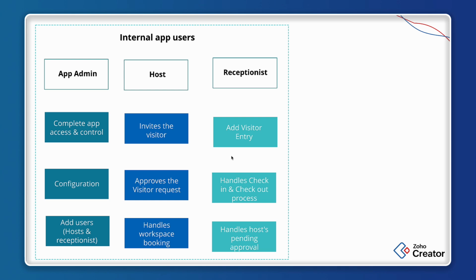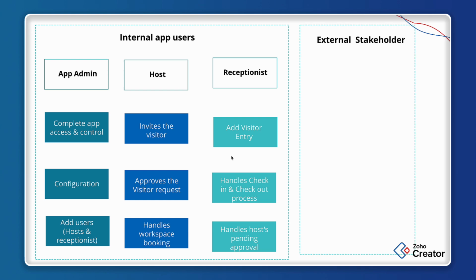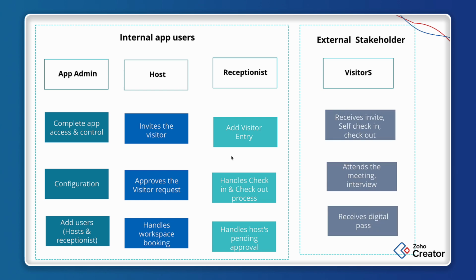So app admin, host, and receptionist are considered internal app users here, and we have the external stakeholders, who are visitors getting into the organization premises. The visitors would receive the invite. They can do self-check-in and check-out using the kiosk setup. They can attend the meetings and interviews, and they can receive the digital pass.